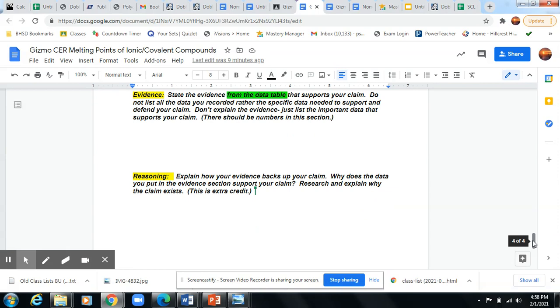And this is where you have to explain how does that evidence back up your claim. So this is where you have to state in sentences how those numbers in the evidence, how that supports your claim. And the second part of this is, why does the data you put in this evidence section support your claim? So why does this happen?